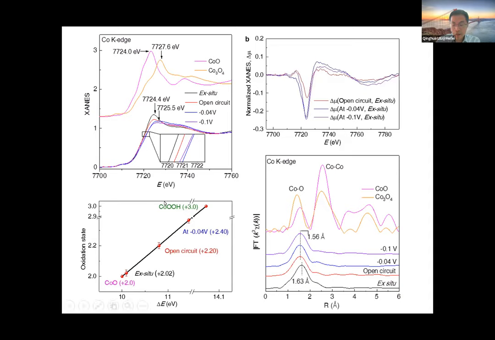From the fitting results, we can see that the valence state of cobalt in the catalyst as prepared is 2. After immersing into the electrolyte, at the open circuit state, the valence state increases to about 2.2, and at a working state, the valence state is further increased to about 2.4. The change of the electronic structure should be accompanied by the change of atomic structure.